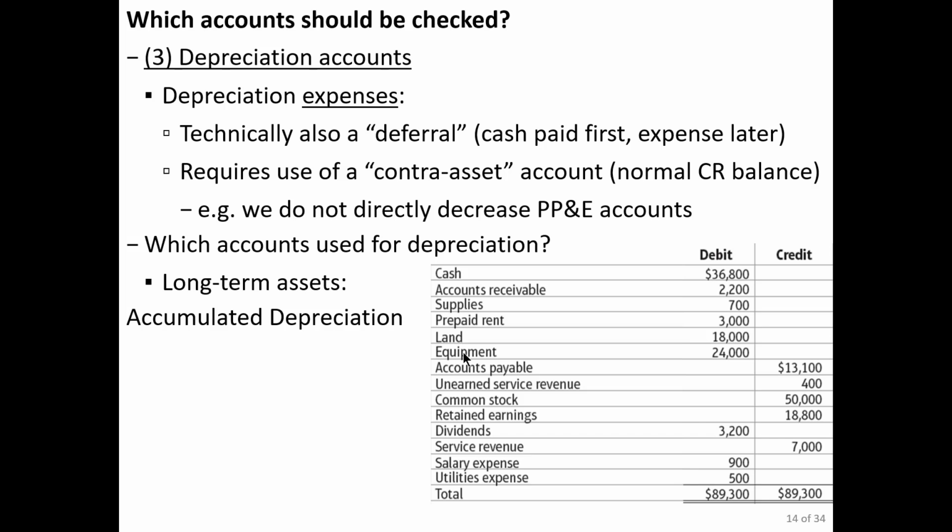The long-term assets usually have a debit balance. These contra asset accounts have a normal credit balance. When we net the long-term asset account against the accumulated depreciation account, we get net book value.